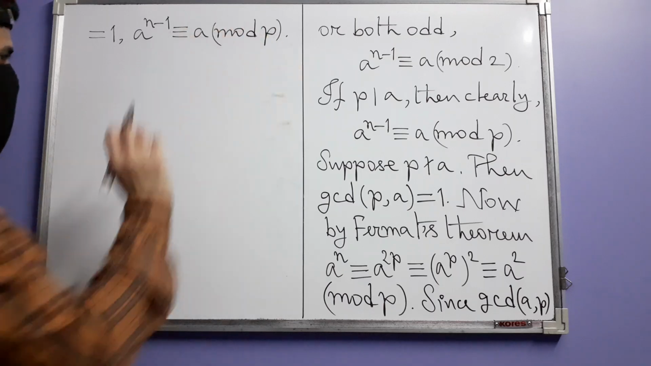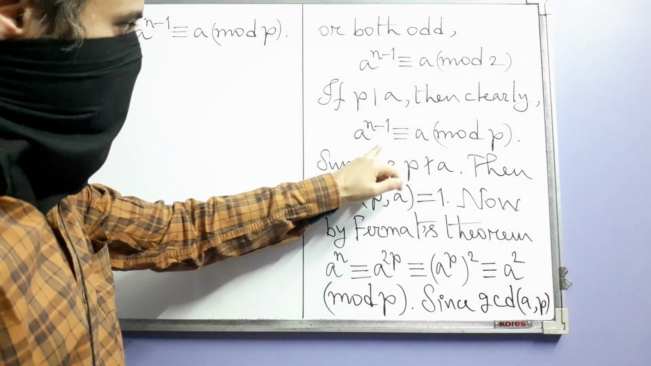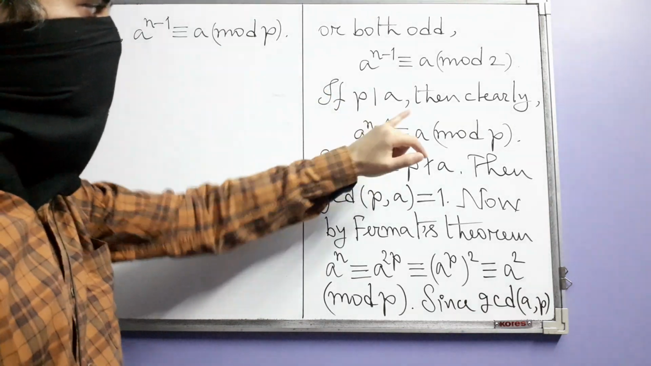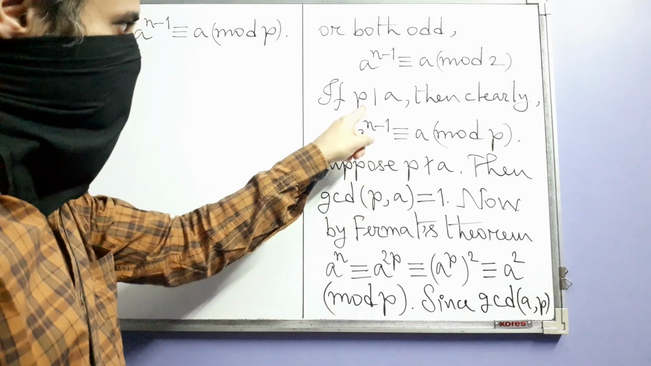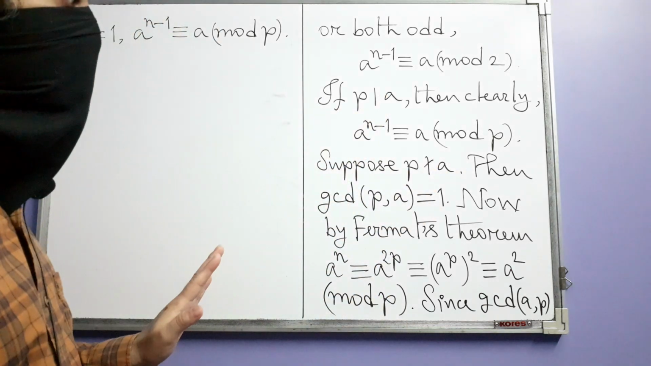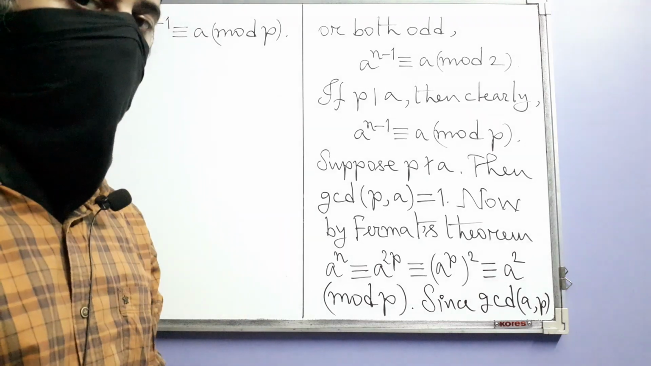this. So you see that this congruence is also true regardless of what the case is. Whether p divides a or doesn't divide a, it continues to be true. And now finally you use the fact that p is an odd prime.